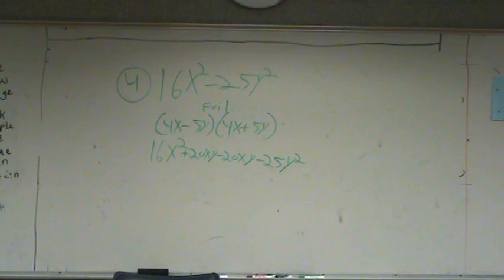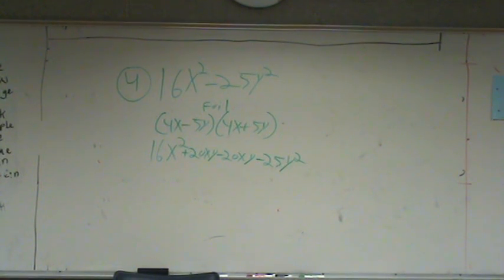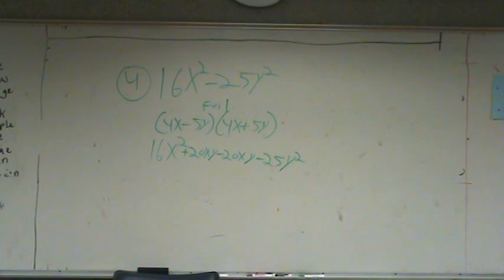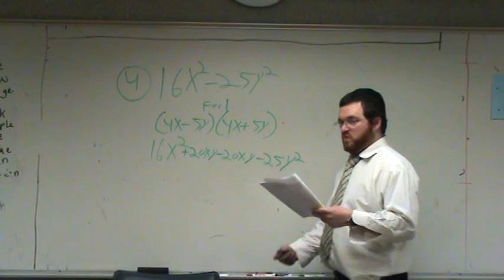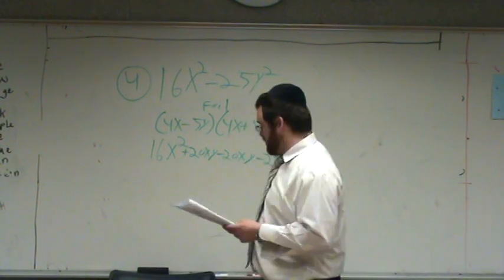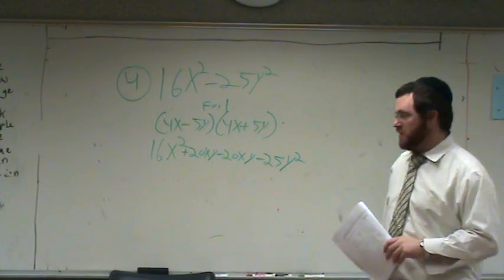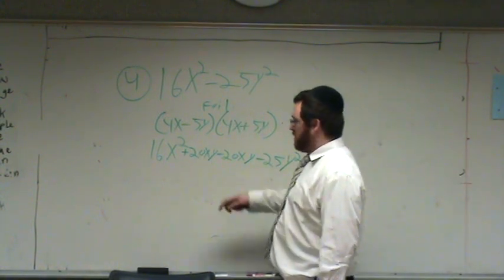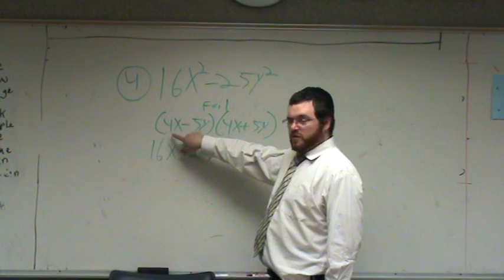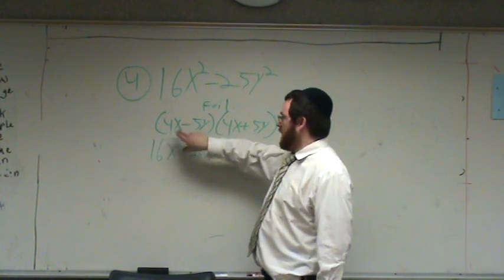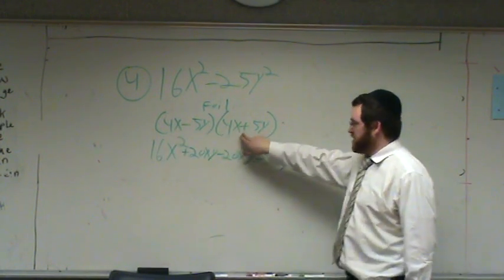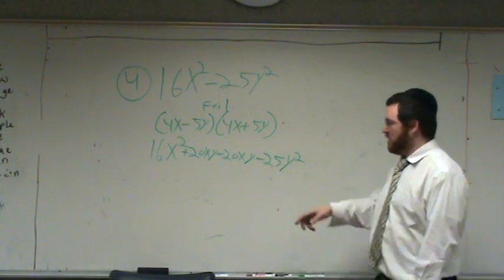Question 4. Factor the expression 16x squared minus 25y squared. It is equal to one of these four answers. Let's try the first answer, and we're lucky, the first answer is the correct answer. I will try FOIL. The first answer is 4x minus 5y times 4x plus 5y, so let's do FOIL.